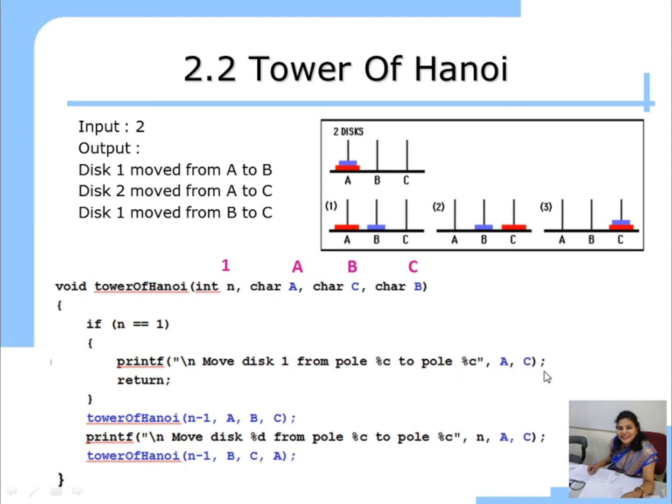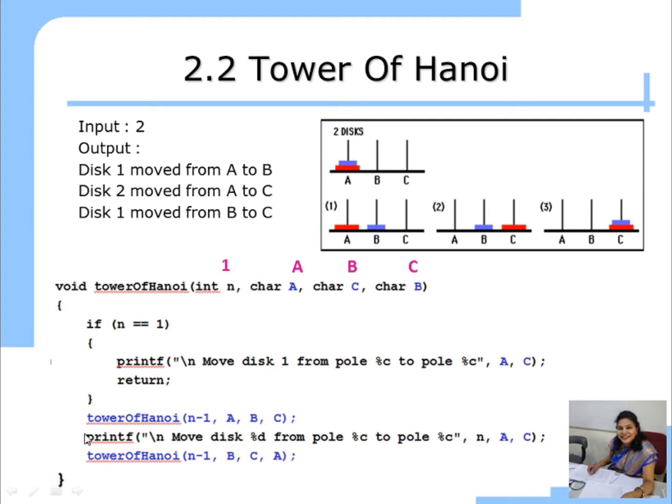A to C means what? Source to destination. What is the source? A. What is the destination now? B. So we move disk 1 from A to B at this line. See, move disk 1 from A to B. Next, after this, our control comes here. This line we have completed. Now our control comes at this printf statement. The printf statement says what? Move disk.